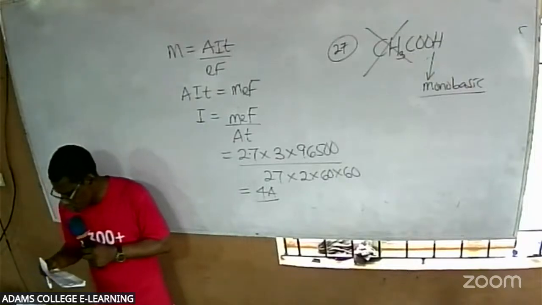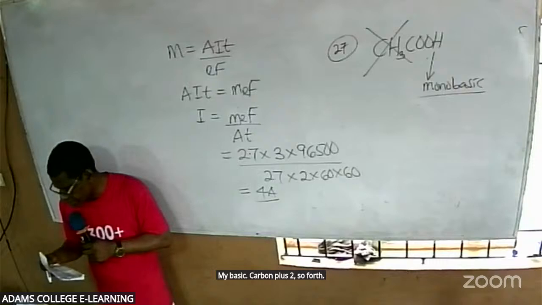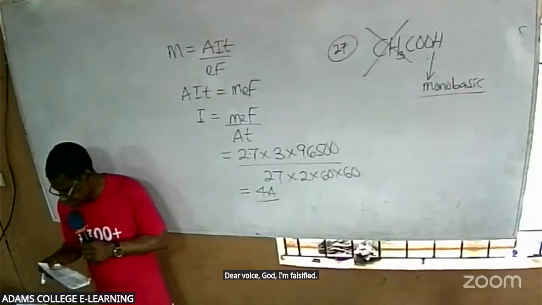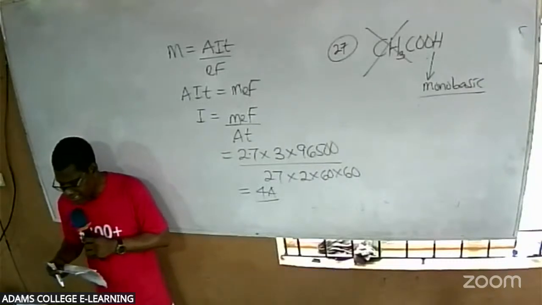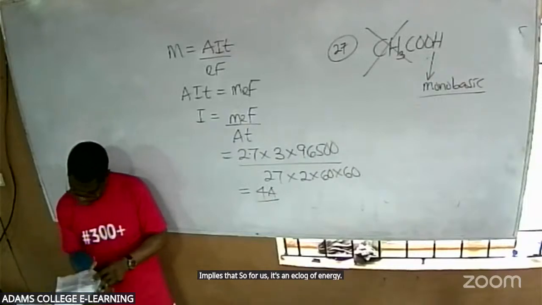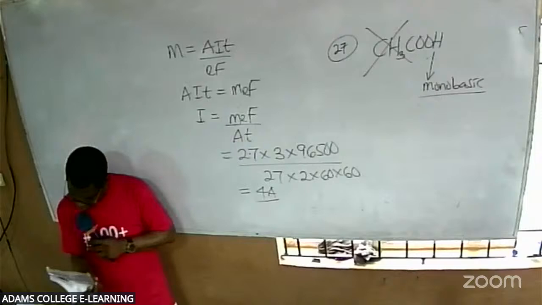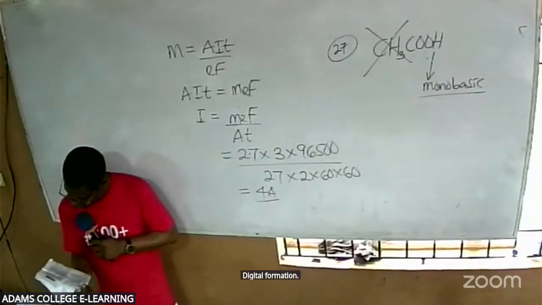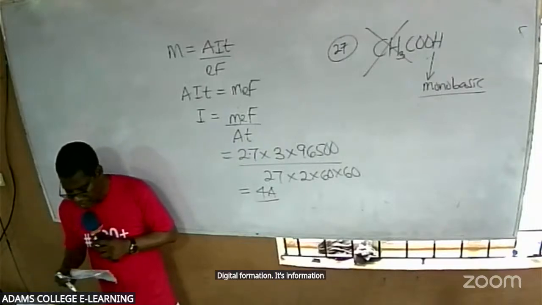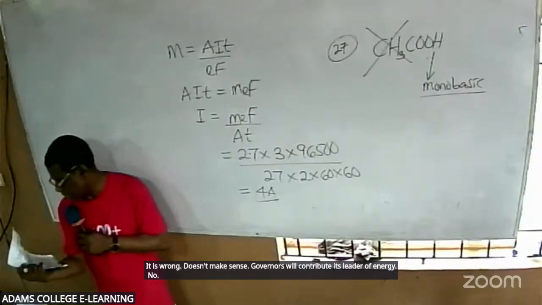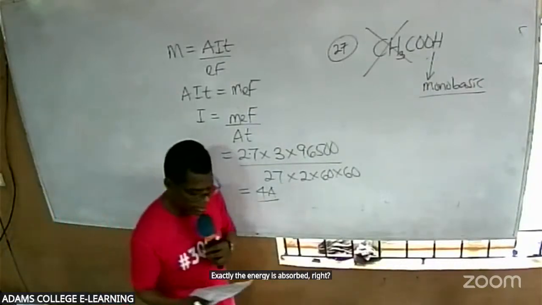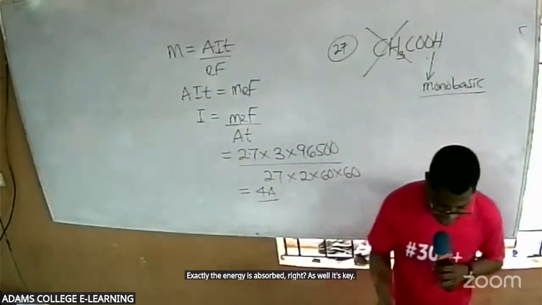Carbon plus 2 sulfur gives carbon disulfide, delta H plus 89. The equation above implies that carbon and sulfur have 89 kilojoules of energy. Okay, that's the heat of formation. No, it is wrong. It doesn't make sense. Both carbon and sulfur contribute 89 kilojoules of energy? No. 89 kilojoules of energy is absorbed. So that is what? Endothermic reaction.